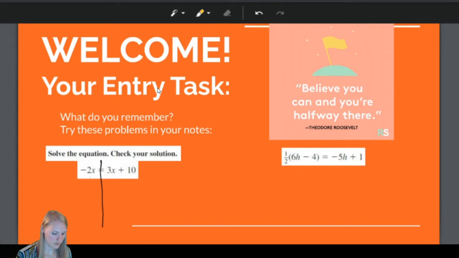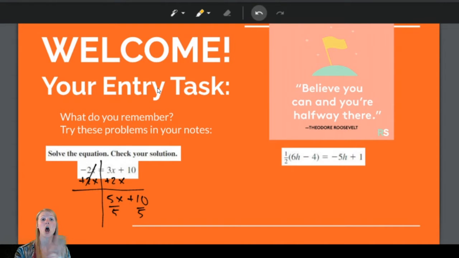Say you want to move the 2x over here. So you're like, okay, opposite of negative 2x is positive 2x. Great. I'm going to add 2x to both sides of the equation. Now I have 5x plus 10. What should go on this side of the equation? Should we just lose the equal sign and, 5x plus 10, and then divide 5 on both sides?